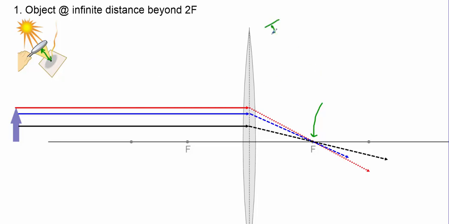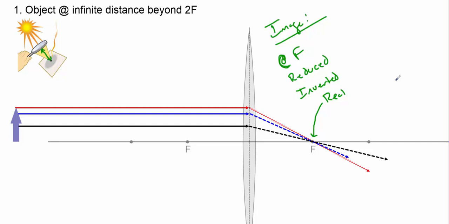Alright, so the image, well, you can't quite see it. We still need to identify everything. The image will be located at f. And you got to believe me, and I'll show it to you in the other cases. It will be reduced. I think you can believe me on that one. And it will be inverted. That's the part that you just have to trust me on right now. And because it's on the non-object side over here, it's real.